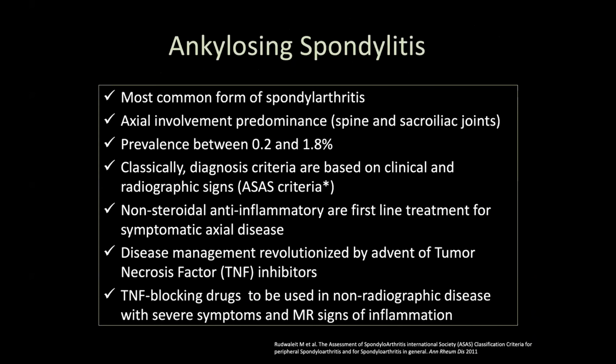So ankylosing spondylitis, the prevalence is between 0.2 and 2%. We know that the axial involvement is predominant, specifically the spine and the sacroiliac joints.